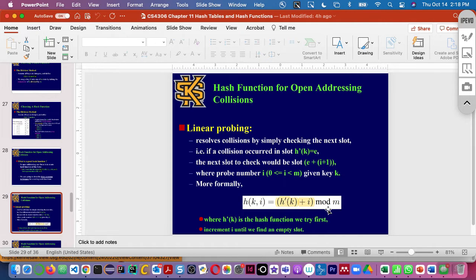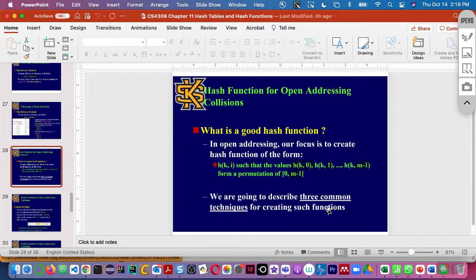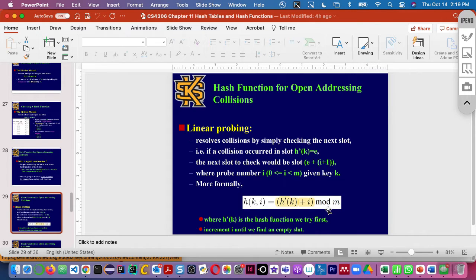There is a term called probing. Probing means whenever two or more keys share the same index. For the remaining keys, we use probe values to find their locations. We will cover this.